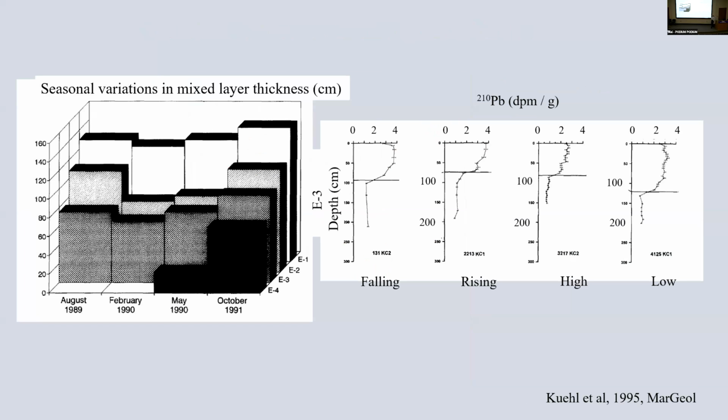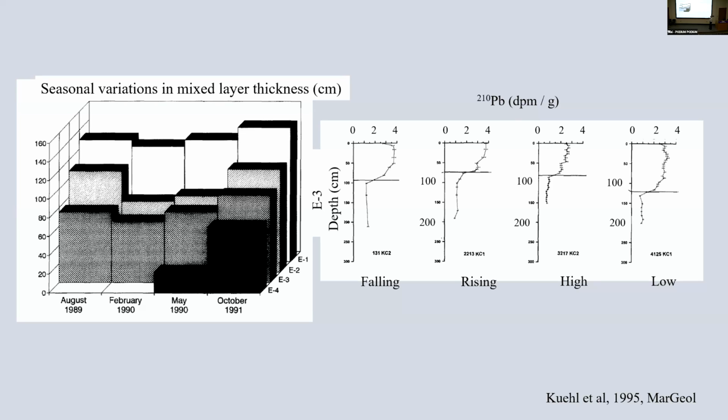Now, to give you a sense of the seasonality of this, Steve Kuehl, many years ago, looked at different stations in that northwest part of the system and looked at the thickness of that mixed layer as a function of time. And here you can see, well, it looks pretty constant. Here we're at this station E3. It's about 80 centimeters thick, and then maybe 75, and then 90, and then 110. That's pretty constant in the scheme of natural processes.